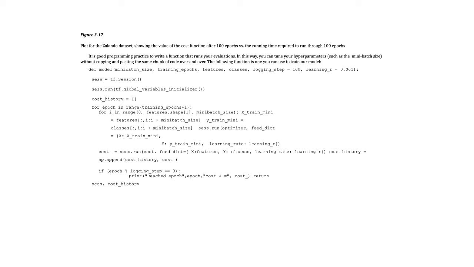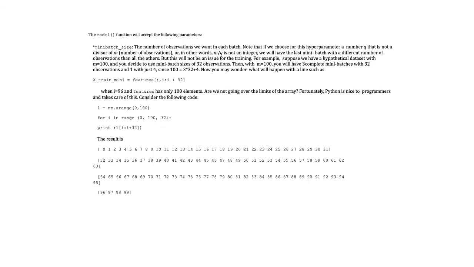It is good programming practice to write a function that runs your evaluations. In this way, you can tune your hyperparameters, such as the minibatch size, without copying and pasting the same chunk of code over and over. The following function is one you can use to train our model. The model function will accept the following parameters: minibatch_size, the number of observations we want in each batch.